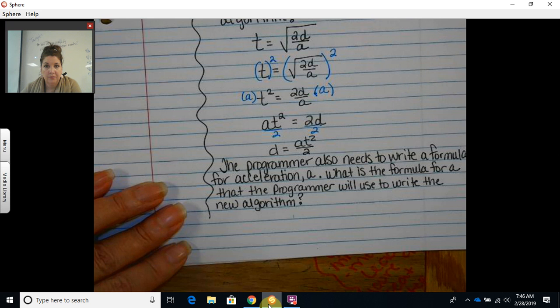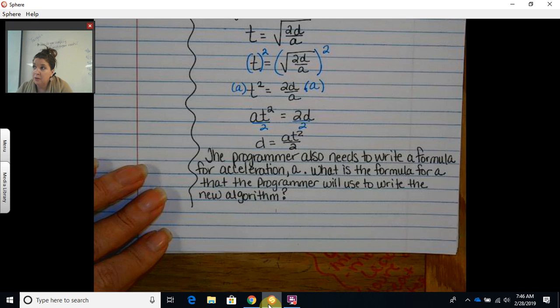So we can either go back to the original equation where the t was isolated, or we can go to our new formula that we created where the d is isolated. So we have the formula for time, the formula for distance. Now we're going to write the formula for acceleration. It doesn't matter which one we go to. They're all the same formula, just written in a different way, right?